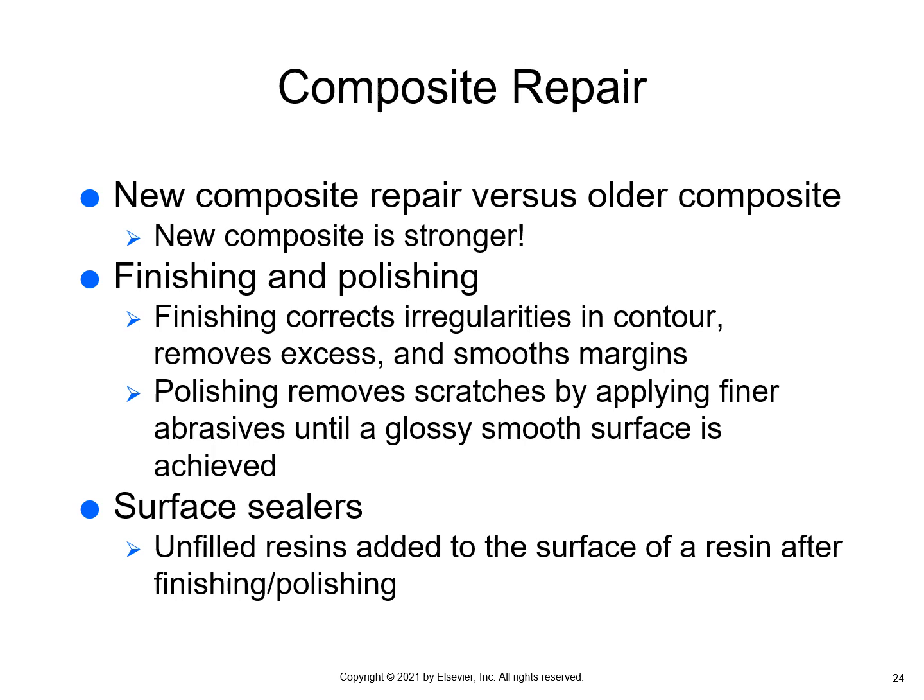Finishing and polishing of our composites, you guys are next week going to learn how to do that in clinic on our typodonts. This finishes and corrects any irregularities in the contour of a composite. It will remove any excess composite material and smooth the margins to make them easier to maintain. Polishing will also remove scratches by applying a finer abrasive. We start with the most aggressive, and then we go finer, finer, finer until we use a shimmer paste, which leaves that glossy, smooth surface on our composites.